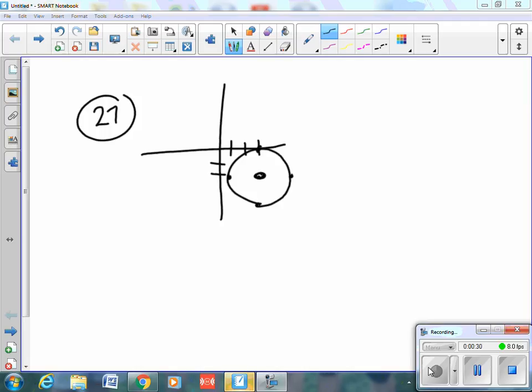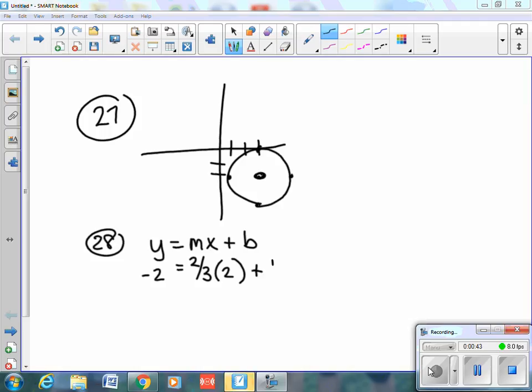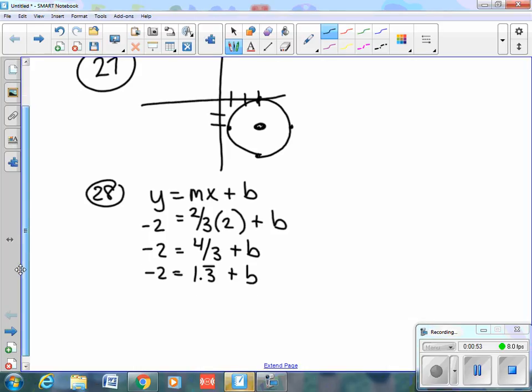Number 28, y equals mx plus b. In place of the slope, you're going to put 2/3. In place of x, you're going to put 2. In place of y, you can put -2, so you can find b. -2 equals 4/3 plus b. -2 equals 1.3 repeating plus b. Subtract 1.3 repeating, get -3.3 repeating equals b.